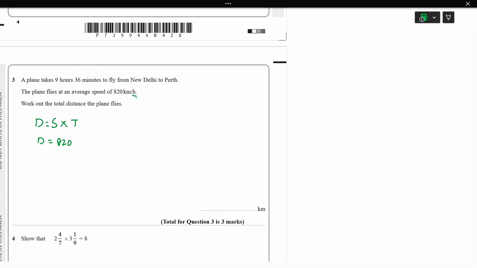But here the time is in hours and minutes. So first I need to change 9 hours and 36 minutes to total hours. 36 divided by 60 gives the hours. So 36 by 60 is going to be 0.6. So the total is 9.6 hours. Okay, which gives 7872.